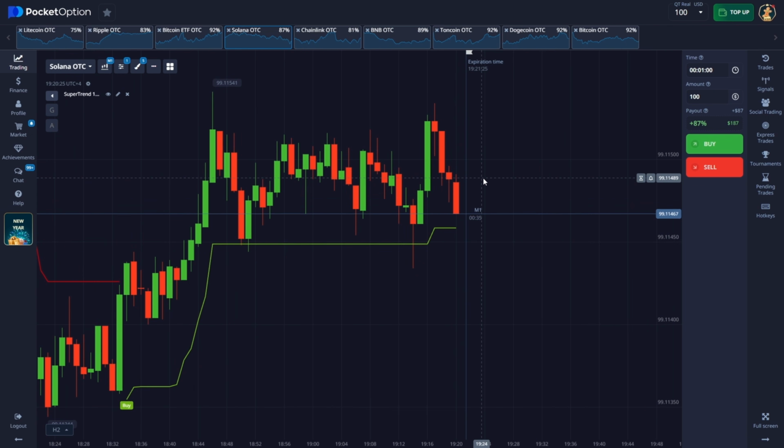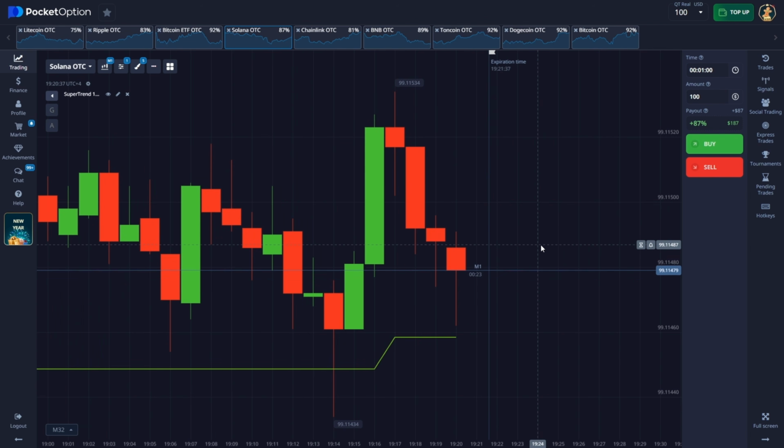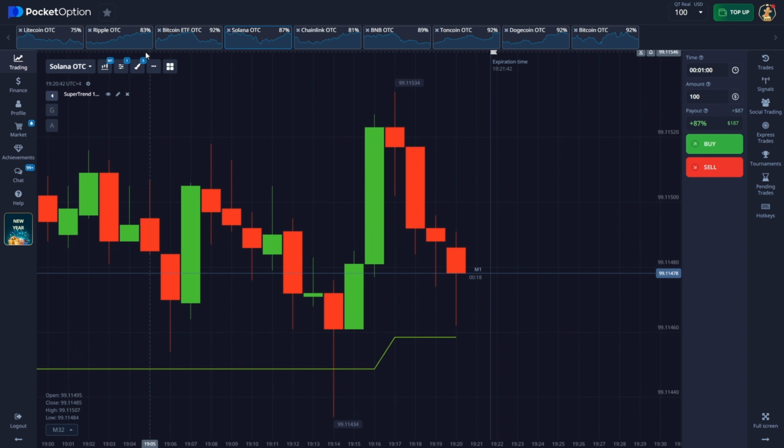Now, let's take a look at Solana. We have a trade set up for an upside move, and I'm waiting for the right entry on Solana OTC. However, the candle reversed, so we will skip that trade for now.